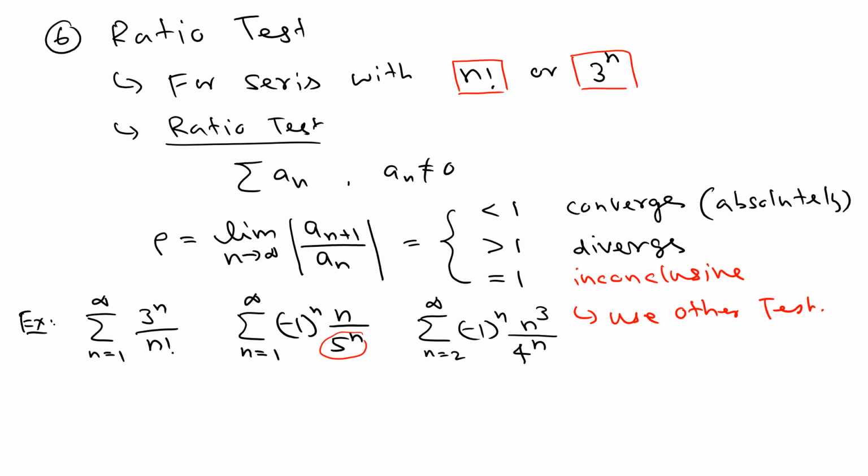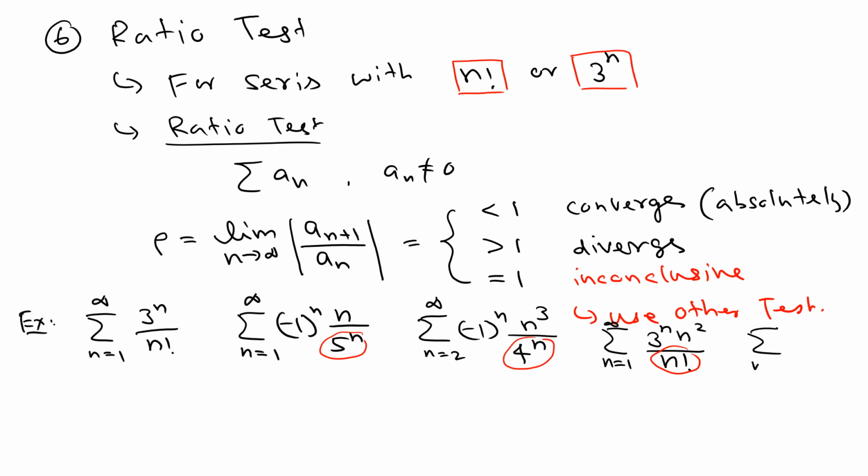And how about this one, the sum from n equals 1 to infinity, let's say 3^n n squared over n factorial. Okay, so this says that this is a ratio test. This says that this is a ratio test. Good.